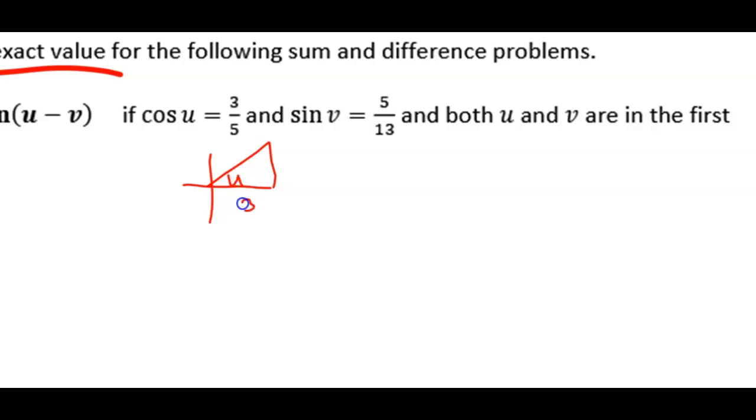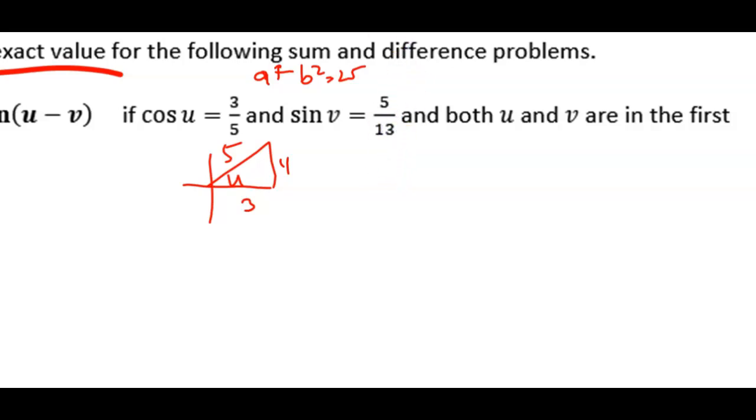Cosine is 3 over 5, so Pythagorean theorem: a squared plus b squared is c squared. So 3 squared is 9, plus b squared equals 25. 25 minus 9 is 16. The square root of 16 is 4.